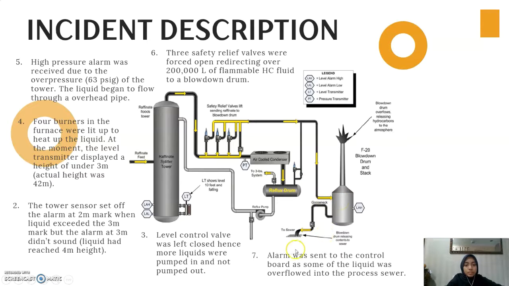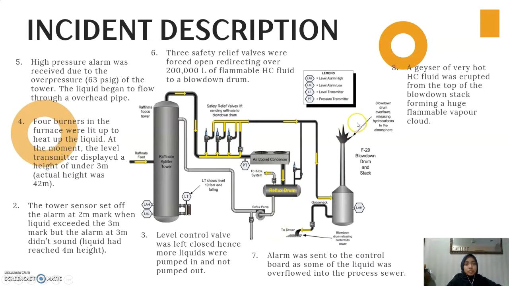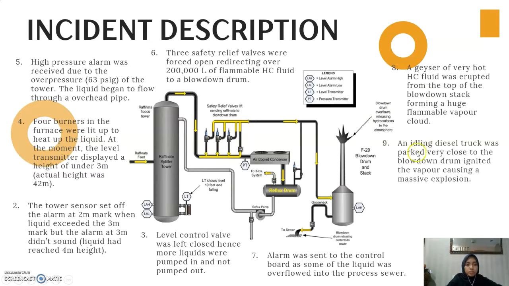Next, an alarm was sent to the control board, as some of the liquid overflowed into the process sewer here. After several minutes, a geyser of very hot fluid erupted from the blowdown stack, forming a huge flammable vapor cloud. This occurred at around 1:20 p.m. Basically, there was an idling diesel truck parked near the blowdown drum. This idling diesel truck ignited the vapor, causing a massive explosion.